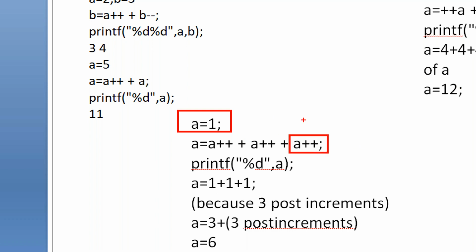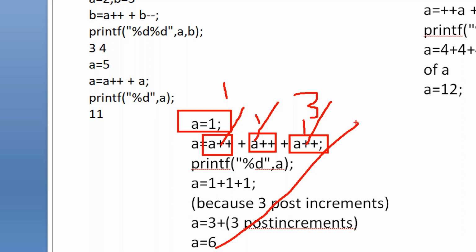So post increment means what? First a plus plus means it is 1. Again 1. Again 1. Okay, now 1 plus 1 plus 1, 3. And how many post increments am I using here? 1, 2, 3. Now 3 plus 3, so finally your answer is 6.